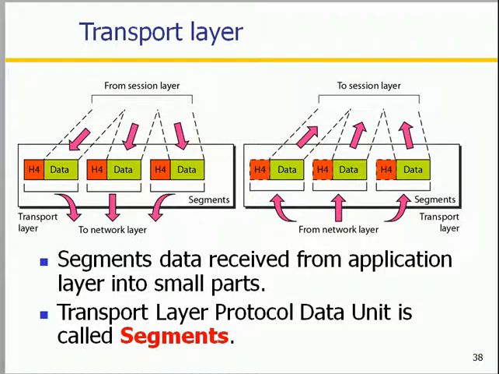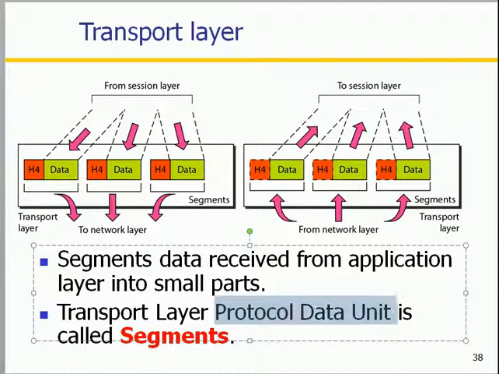So the transport layer basically converts them into segments after receiving it from the session layer, and then it sends it back to the network layer. So the network layer sends the files, and you need to recall the transport layer converts it into segments in case of receiving. So this is the full form of PDU, protocol data unit.